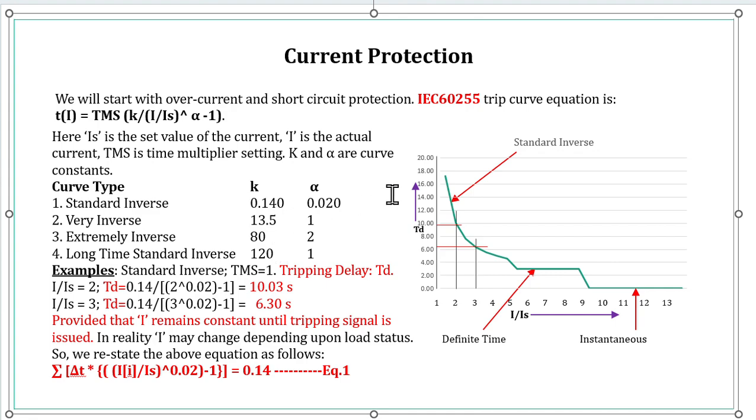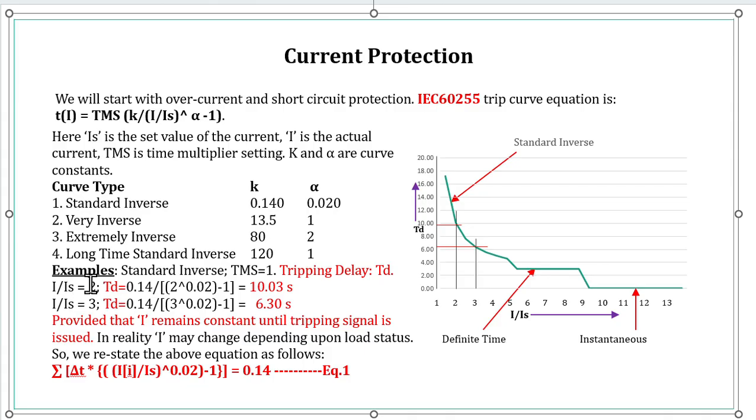The second thing to note is the power that I upon IS is raised to. Here it is 1, here also it is 1. And here it is 0.02 and here it is 2. Why am I saying this? Because this involves doing mathematics in your relay program, and that's why we'll look at it separately again. But you have to note it down in your mind that extremely inverse and standard inverse require raising to the power alpha, because alpha is not 1. It could be 0.02 or it could be 2.